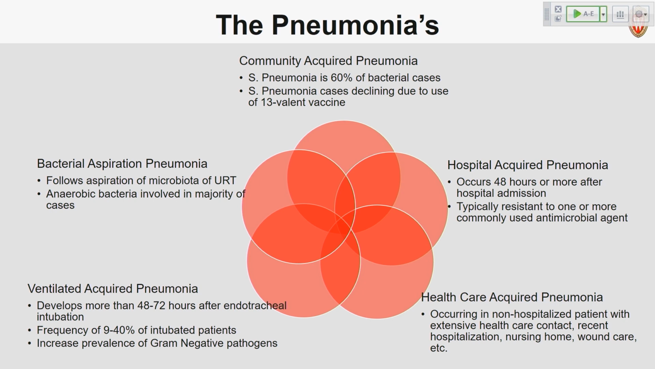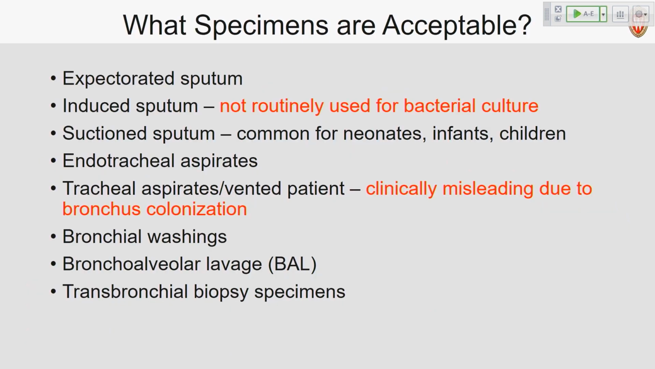Bacterial aspiration pneumonia is going to follow aspiration of upper respiratory tract microbiota during an aspiration process. Because it is upper respiratory tract, you do also see some involvement of anaerobic bacteria. Okay, so we covered some of the etiology there.